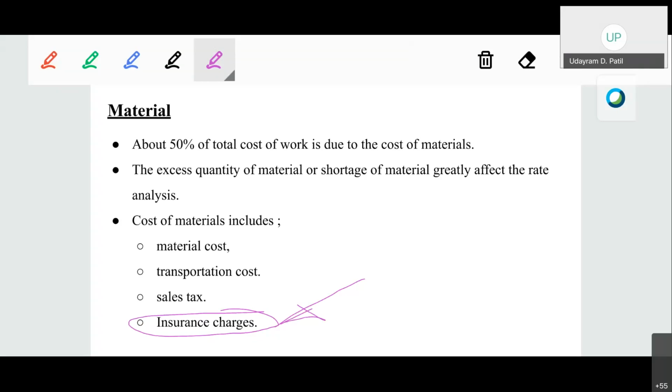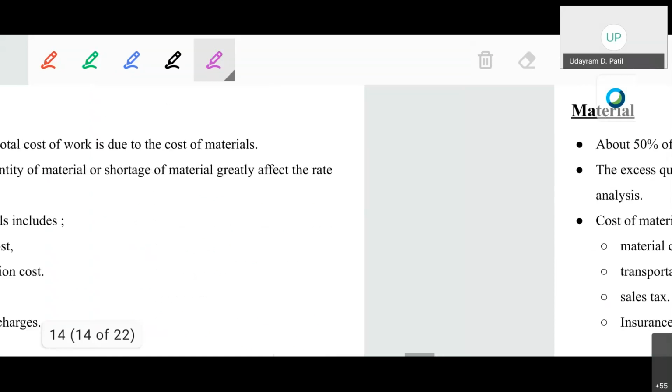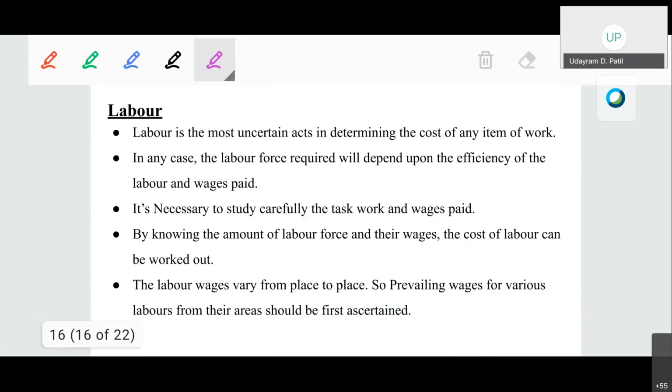Okay, so remember that the cost of the material does not just include the material cost, but also the transportation cost, sales tax, and the insurance charges on that particular work. Okay, next is laborers. Next is labor. Again, labor is another major factor.